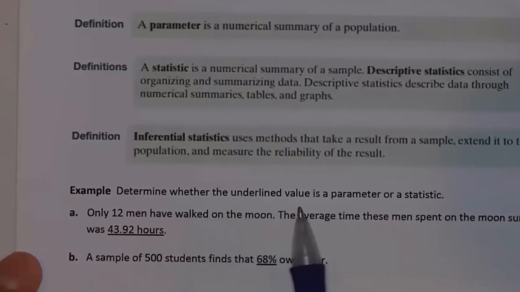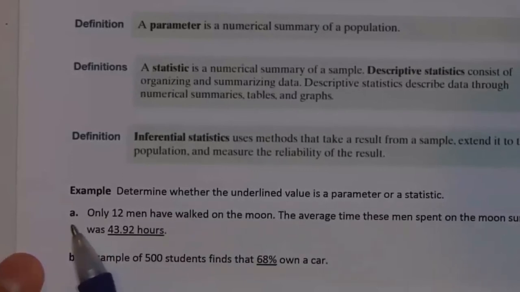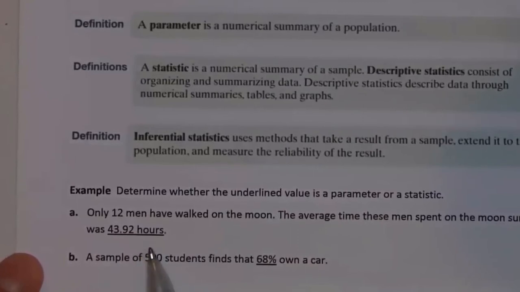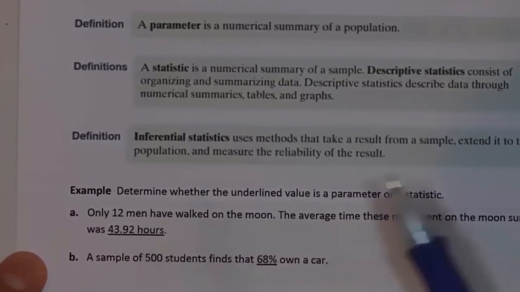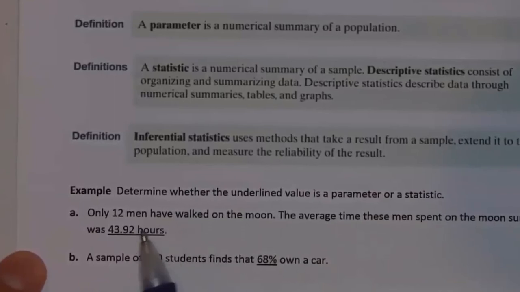Determine whether the underlined value is a parameter or a statistic. So part A, only 12 men have walked on the moon. The average time these men spent on the moon's surface was 43.92 hours. So we're looking at this underlined value, 43.92 hours. And the question is, is that a parameter or is that a statistic? In this case, we have a very, very small population. There's only 12 people who've ever walked on the moon, right? And so if you average the amount of time those 12 people spent on the moon, it's 43.92 hours. That's calculated from the entire population, so that's a parameter.